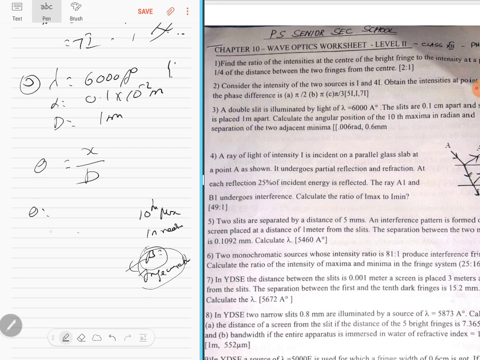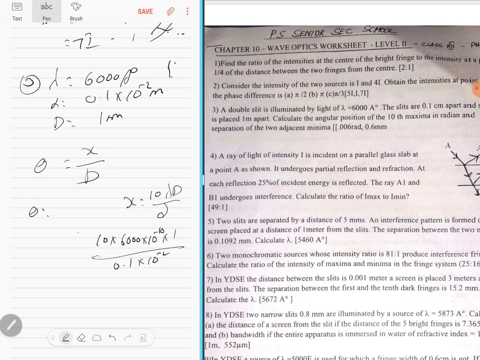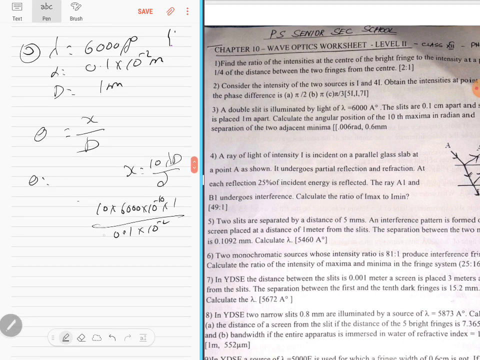Theta is equal to 10th maxima. What will be x? The distance of the 10th maxima is 10 into lambda into capital D by small d. Maxima's formula is that only. So let's substitute and find out: 10 into lambda, which is 6000 into 10 to the power minus 10, into capital D, which is 1 meter, by small d, 0.1 into 10 to the power minus 2. So this becomes 100 by 1, so it becomes just 100.